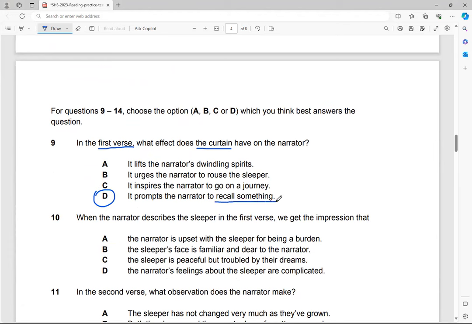Now, question 10. When the narrator describes the sleeper in the first verse, we get the impression that, so once again, we're told where to look. When the narrator describes the sleeper in the first verse, and we know what we're looking for, we're looking at the description of the sleeper for an impression. And the impression is either going to be A, the narrator is upset with the sleeper for being a burden. B, the sleeper's face is familiar and dear to the narrator. C, the sleeper is peaceful but troubled by their dreams. Or D, the narrator's feelings about the sleeper are complicated.